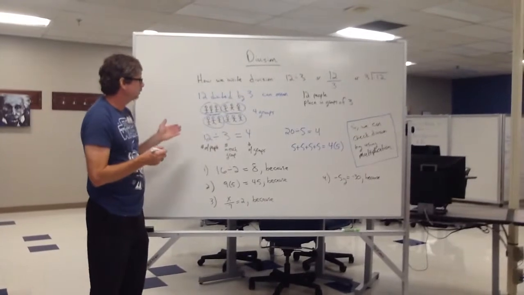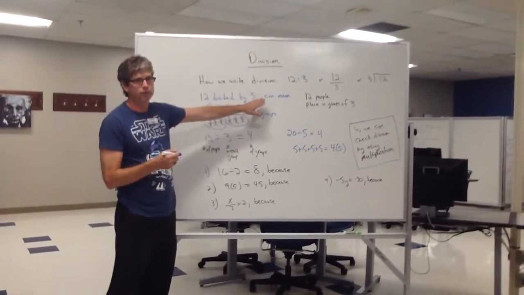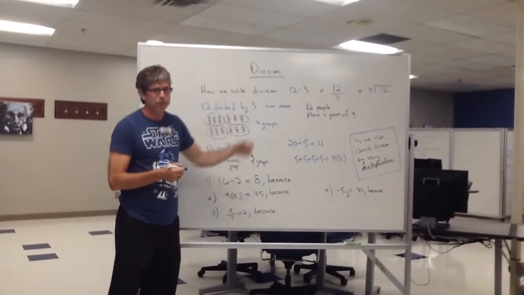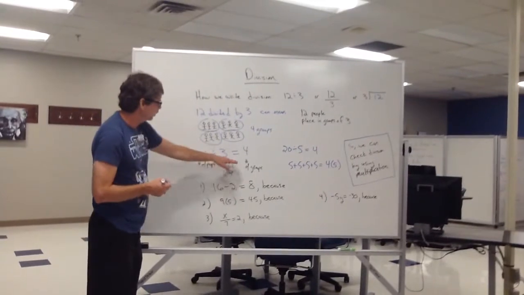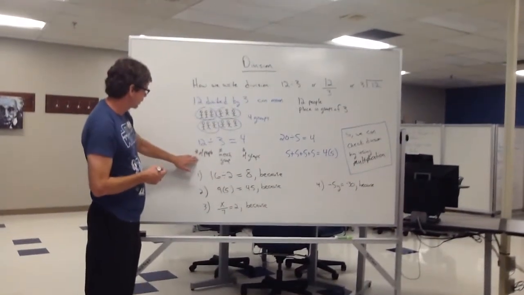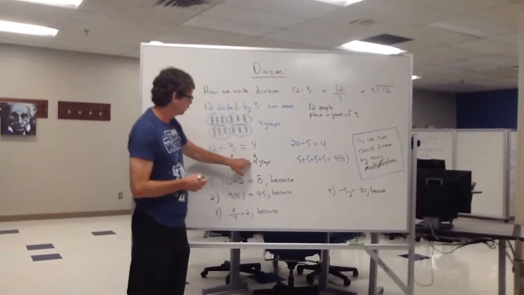So if I talk about classes, if I had 12 people and I want to put them in classes of 3, I would have 4 classes altogether. So 12 divided by 3 would equal 4. Again, the 12 is the number of people, the 3 is how many is in each group, and the 4 is the number of groups.